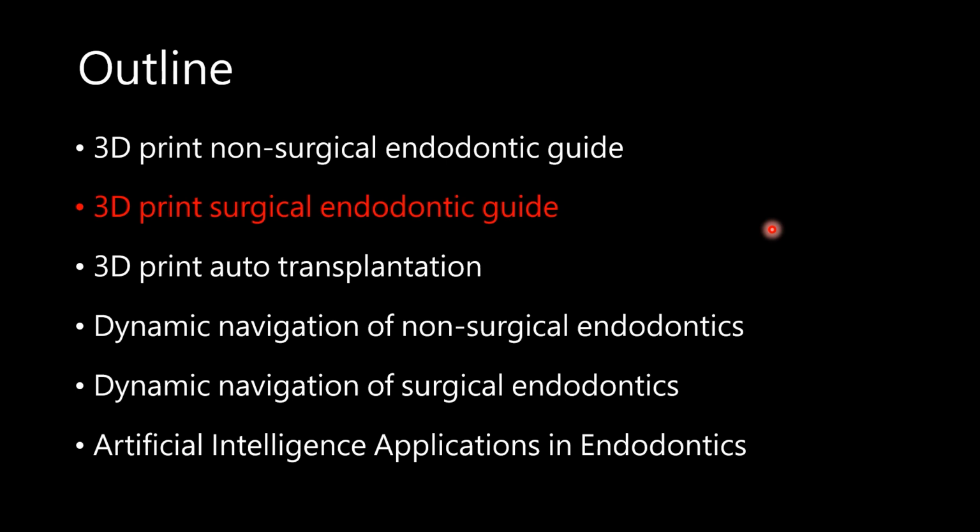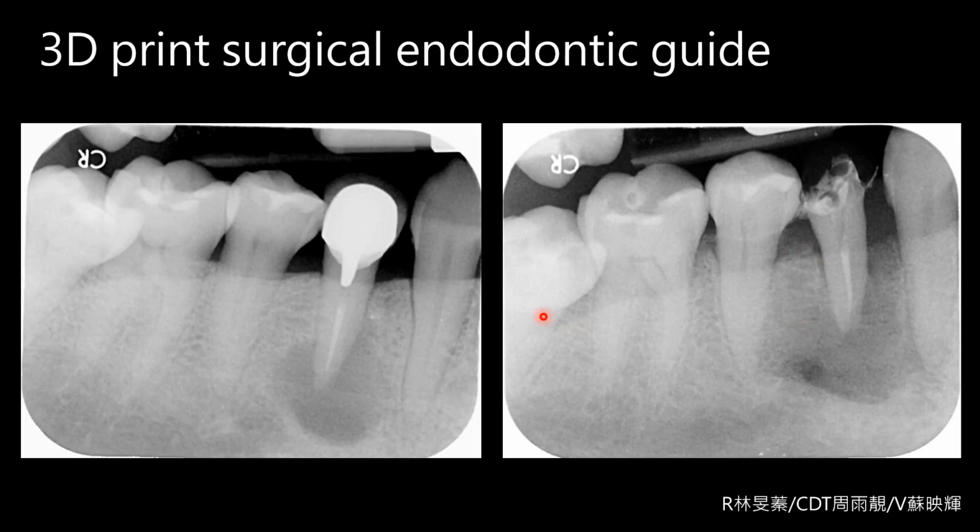So this one is the first one with the 3D print non-surgical endodontic guide. And let's see the second one. We use a 3D print surgical endodontic guide. This is a lower first premolar with root canal treatment and a post and crown on it. The patient complained of swelling and pain, and the tooth was sore. So we decided to first remove the crown and the post, because I think the post is not that hard to remove. At first we still performed the endodontic retreatment.